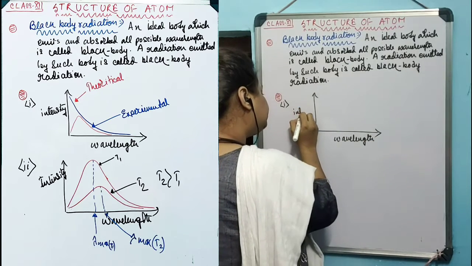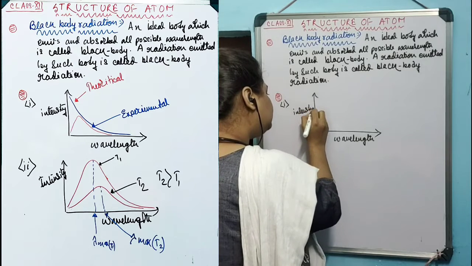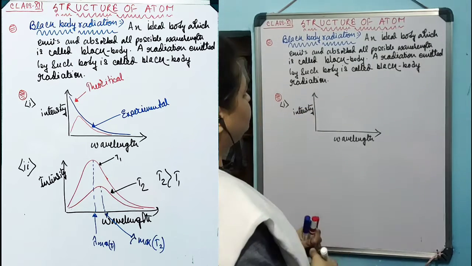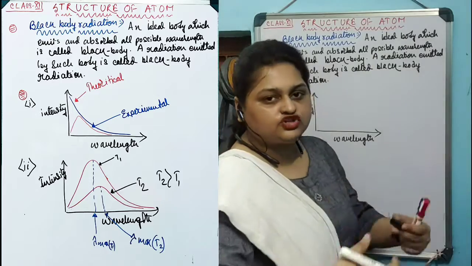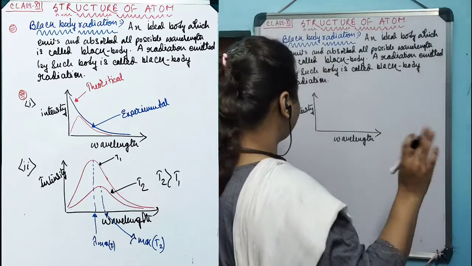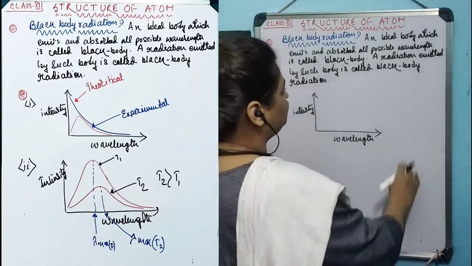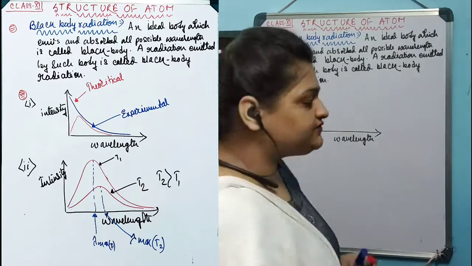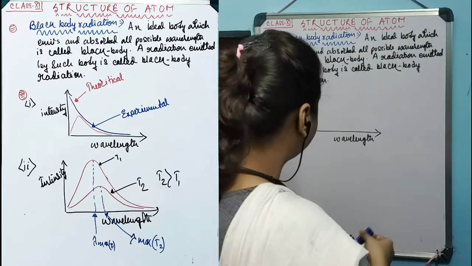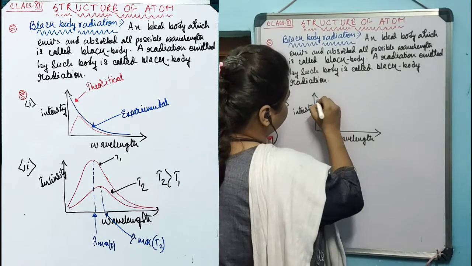wavelength versus intensity of the radiation, that is, how much radiation is being emitted. At a wavelength versus intensity plot, the plot was drawn for the black body radiation. The scientists found the plot to look like this.